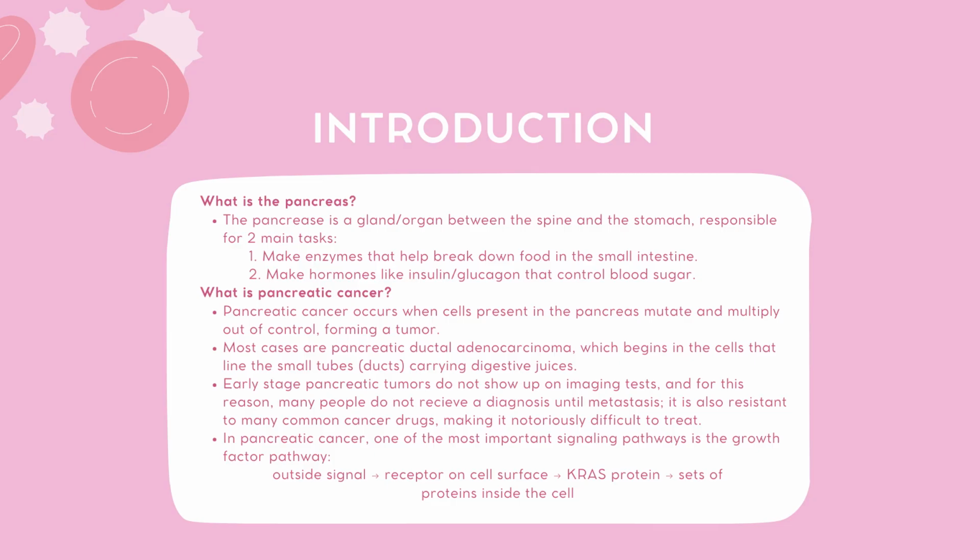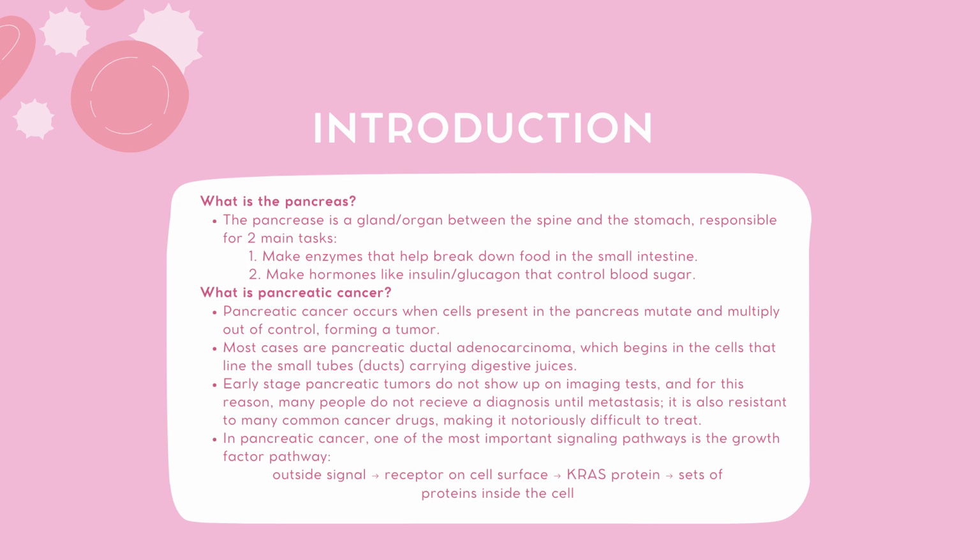The pancreas sits behind the stomach and makes digestive enzymes and hormones like insulin to regulate blood sugar. Pancreatic cancer develops when these cells mutate and grow uncontrollably, usually starting in the ducts. It's hard to catch early because tumors don't show well on scans, and it often spreads before diagnosis. It's also resistant to many treatments.